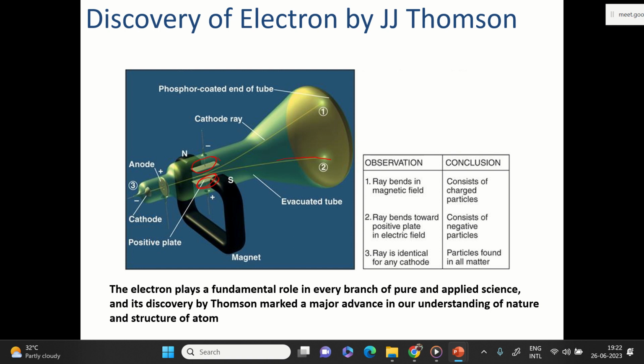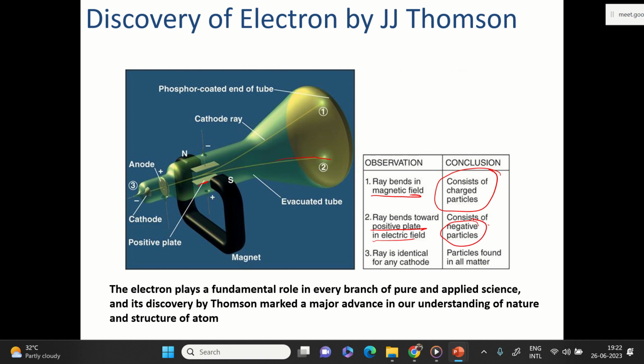और दूसरी चीज, अगर आप मैग्नेट लगा दें, then it was found to be bending. So in the magnetic field, that means it consists of charged particles. The first observation was with the magnetic field: when you apply a magnetic field, the ray bends. That means it consists of charged particles. And what is the nature of charge? That can be determined when you apply the electric field. इलेक्ट्रिक फील्ड apply करने पे positive plate की तरफ bend किया. So that means it consists of negative charges.